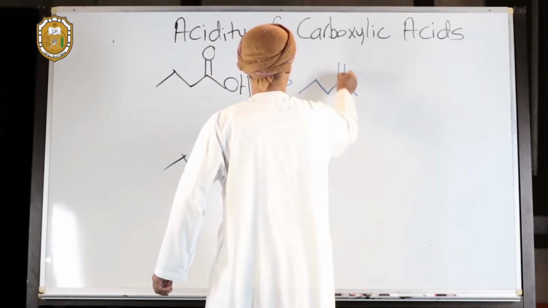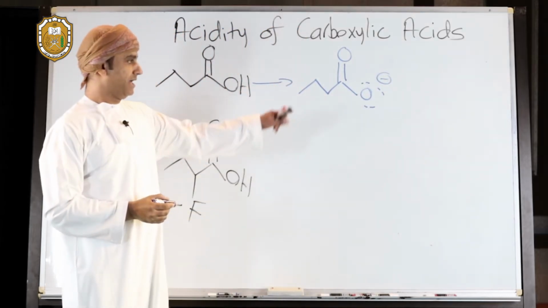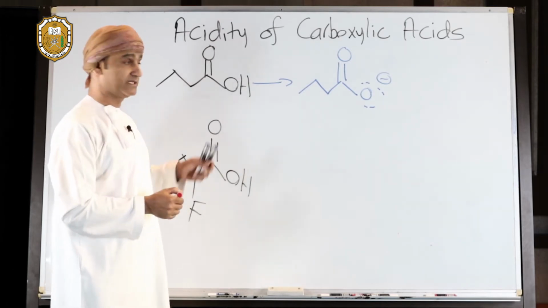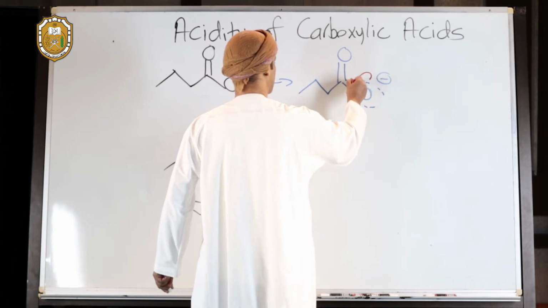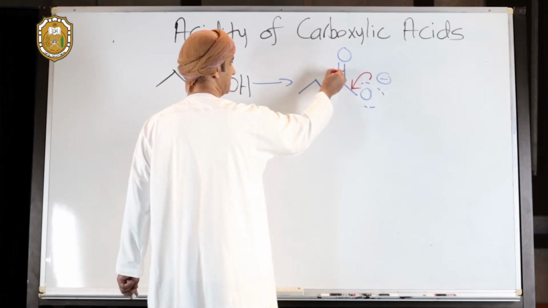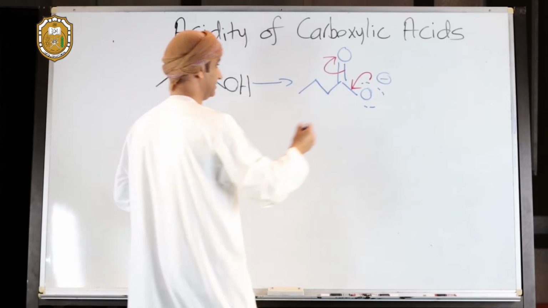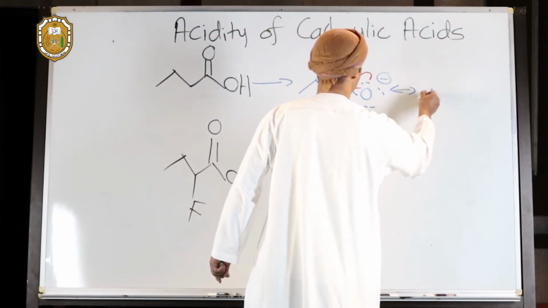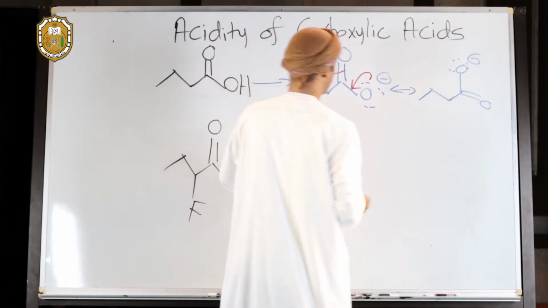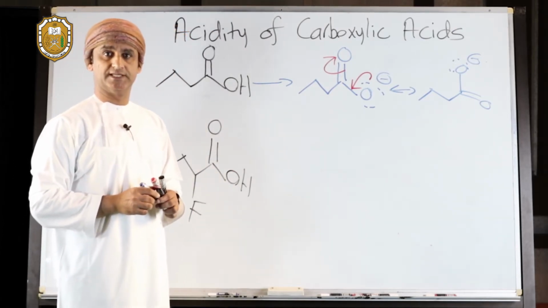So we get butanoate, and we can stabilize the butanoate, or the carboxylate of butanoic acid, by resonance, just like before, by taking one of the lone pairs on oxygen, making a double bond between oxygen and carbon, obviously as a result breaking the carbon-oxygen double bond. If we do this, we get another resonance form. So this is resonance stabilization, the usual resonance stabilization of carboxylate ions.